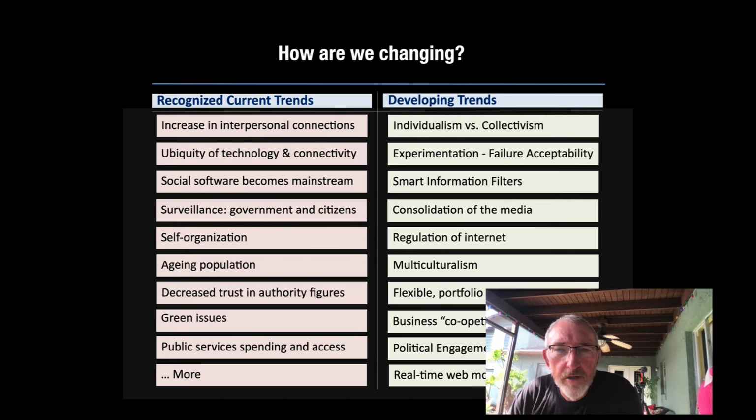What are some of the developing trends? Well, AI is huge, and there's a drive. This one bothers me significantly. A drive from individualism to collectivism.